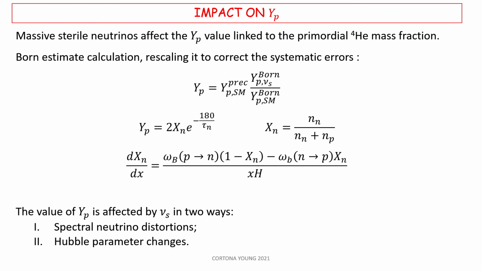Moreover, sterile neutrinos impact the early universe through the epsilon p parameter that is linked to the helium-4 mass fraction. To calculate this parameter, we have done a Born estimate calculation. The Born estimate calculation introduced a systematic error that we correct by rescaling our results as shown in the slide. The epsilon p parameter is affected by the sterile neutrinos in two ways: by spectral distortion of active neutrinos, that we have taken into account by solving the Boltzmann equation for the active neutrinos, and from changes in the Hubble parameter.